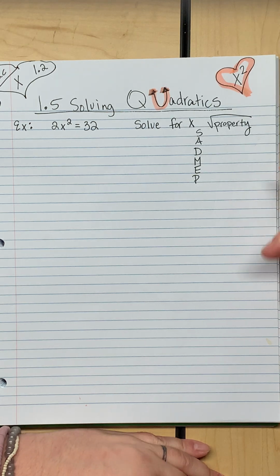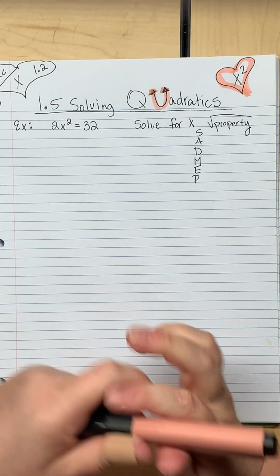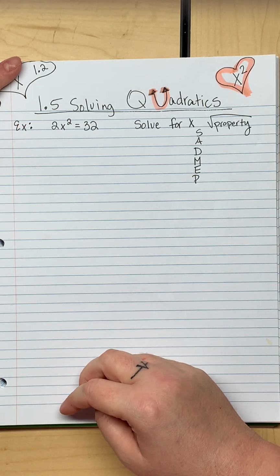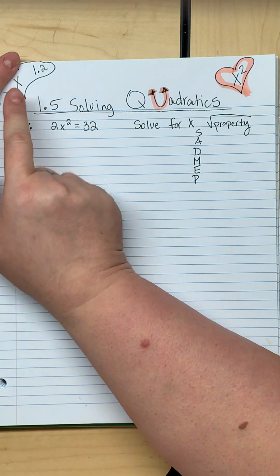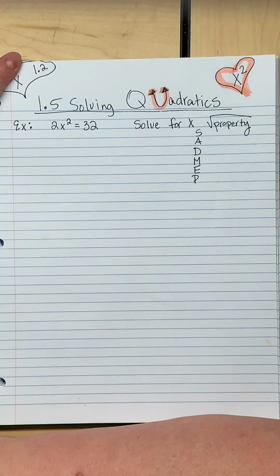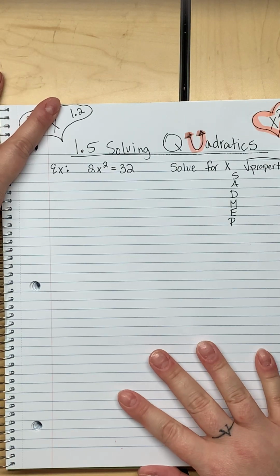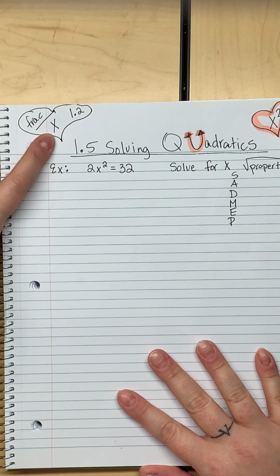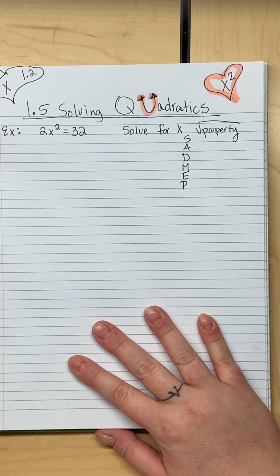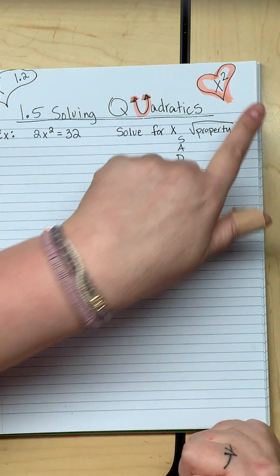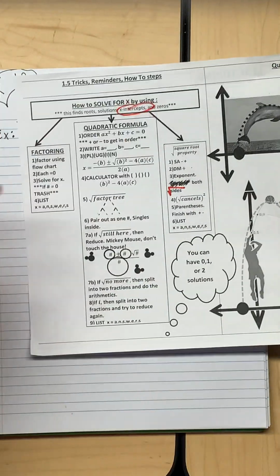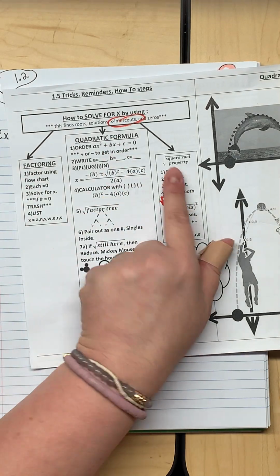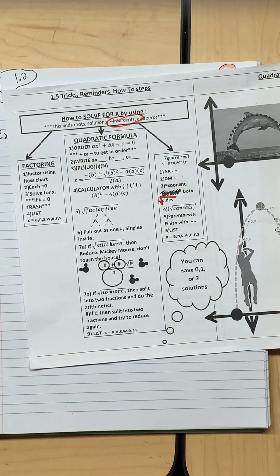Back in section 1.2, we learned how to solve for linear, which is just an x, or we learned how to solve for fractions with the x, and those were called rationals. So now we're trying to solve for the letter x squared, and there's a couple of different ways we can solve. There's factoring, quadratic formula, or the square root property.